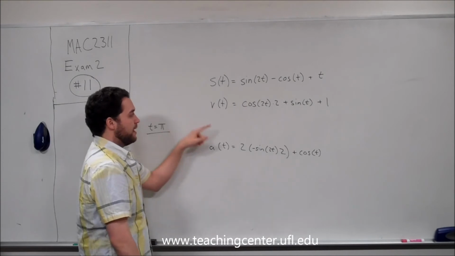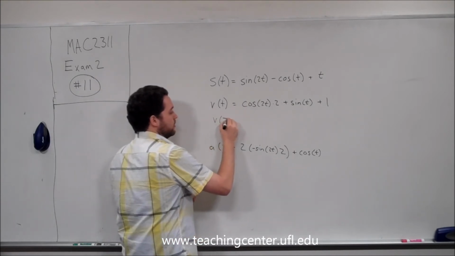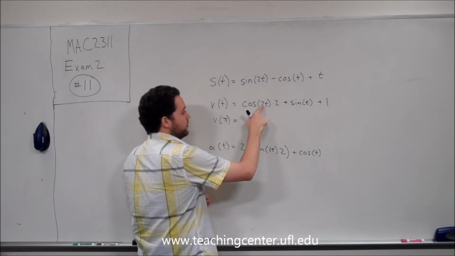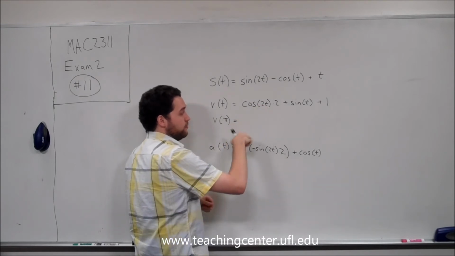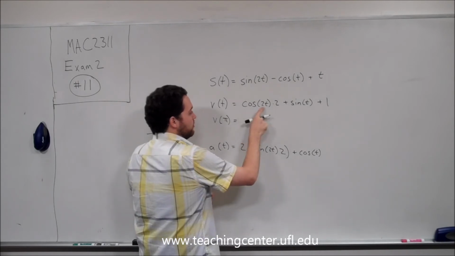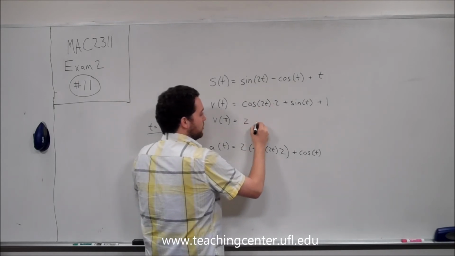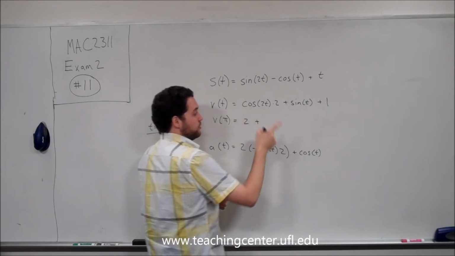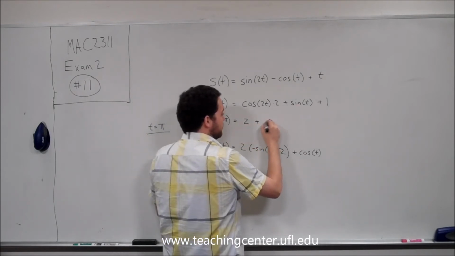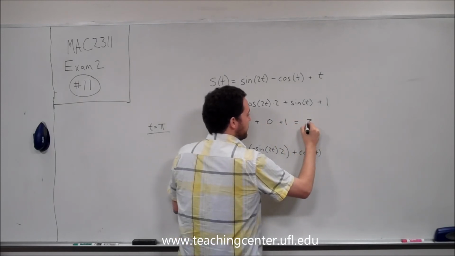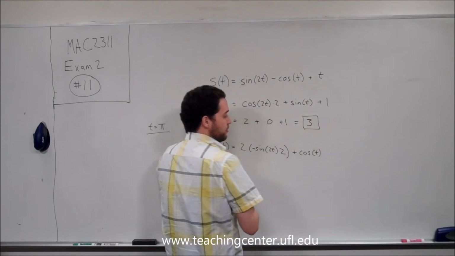Now let's go ahead and feed the pi in. The velocity at pi seconds is going to be, well, this is going to be 2 pi, and cosine of 2 pi is equal to 1. You have to just recall your unit circle. So this is going to be 1 times 2, so that's just going to be a 2, plus, and then sine at pi is going to be equal to 0, so that's just going to be a 0 there, and then plus 1. So 2 plus 1 is just going to be 3. So your velocity will be 3.